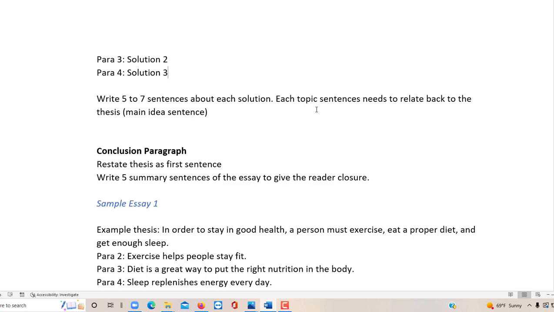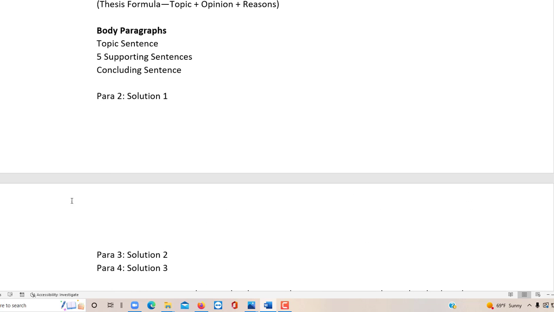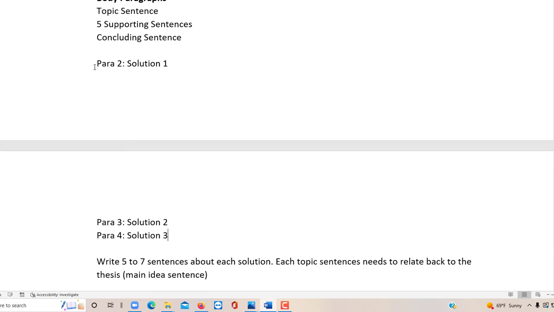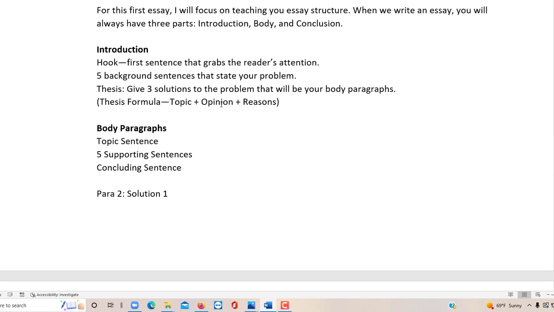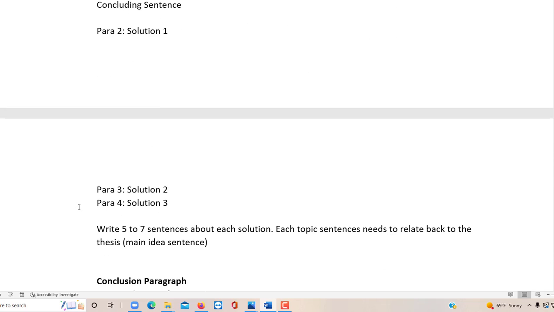Each topic sentence needs to relate back to the thesis, which is the main idea sentence. So that's going to be your body paragraphs. You're going to have 3 body paragraphs because you're going to have 3 reasons. If you have 4 reasons, then you're going to have 4 body paragraphs. If you have 5 reasons, then you're going to have 5 body paragraphs.